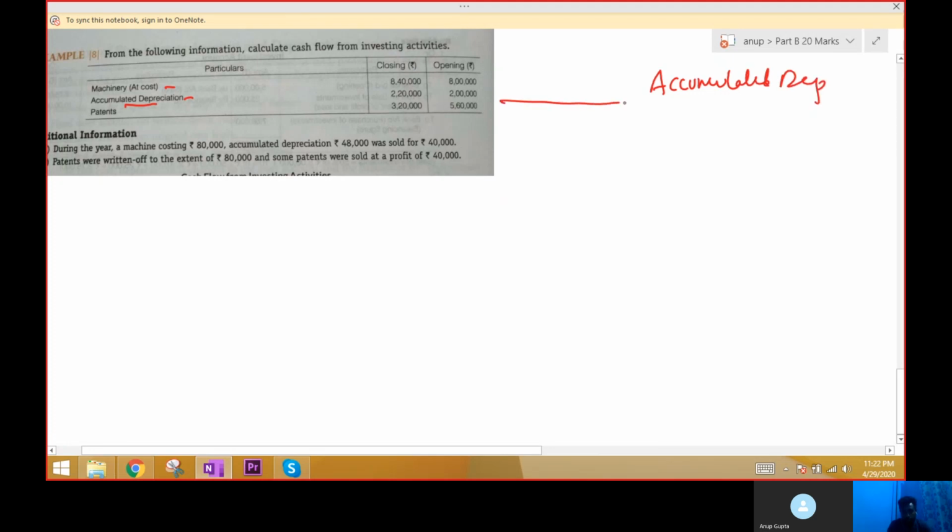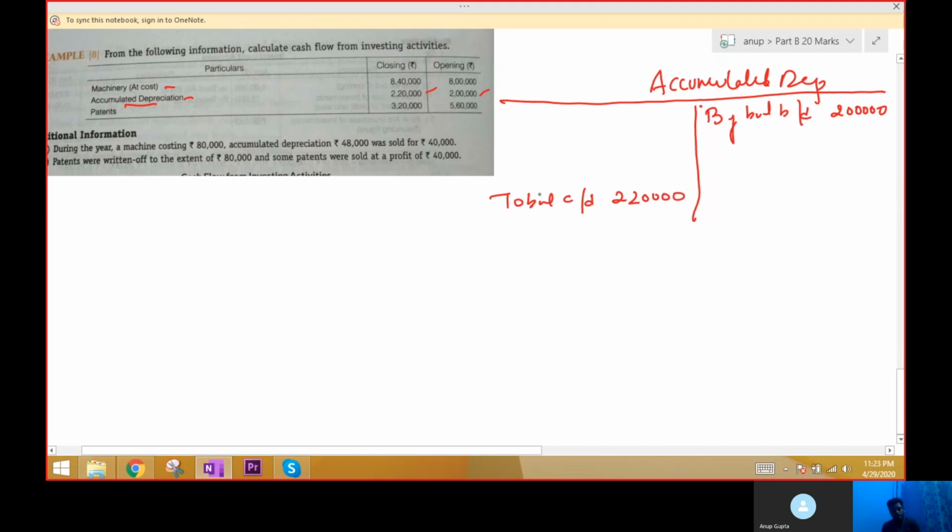Accumulated depreciation account. We all know accumulated depreciation is a liability, and hence it will have a credit balance. So by balance b/d, the opening balance is 2 lakh, so we put 2 lakh here, and the closing balance is 2 lakh 20,000, so to balance c/d 2 lakh 20,000. Accumulated depreciation, being a liability, if it is increasing will be credited, and if it is decreasing will be debited. Anything else about accumulated depreciation in the question? No, nothing. Only the opening and closing balance is mentioned.